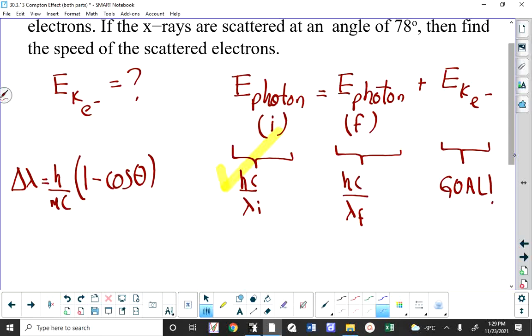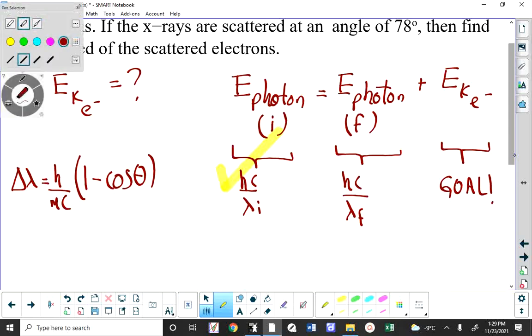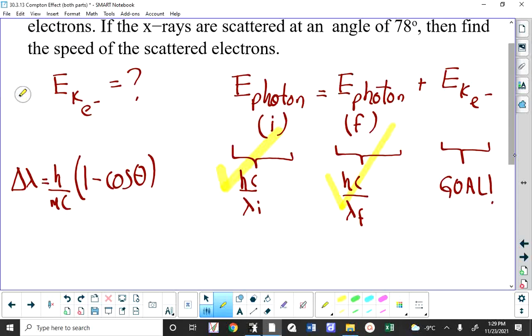Okay, now ending the breather, if we know the final wavelength, then that will allow us to know the energy of the photon afterwards. Then we can subtract those two energies to find the energy of the electron, and then the rest of the problem is like stealing candy from a baby, because you just set that equal to 1/2 mv squared.